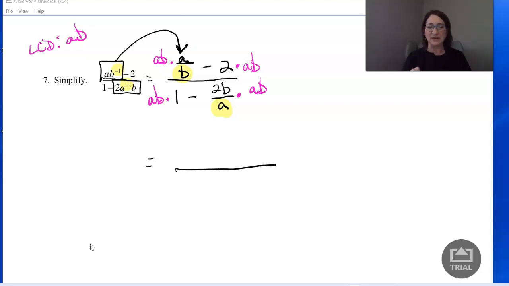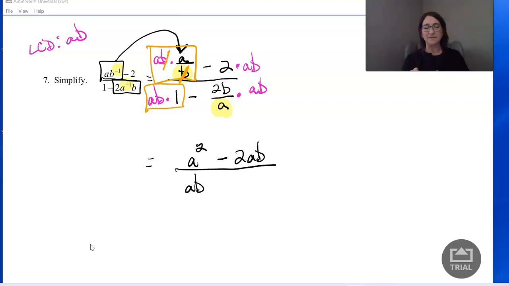So let's start in this upper left corner and simplify. So the b's reduce. And so I'm simply left with a squared. And then I've got minus 2ab. Okay, we can see that. Now let's move down to the denominator. So this is just AB times 1, which is just AB. And then we've got right here this 2B over A times AB. So the A's reduce, and so we have minus 2B squared.